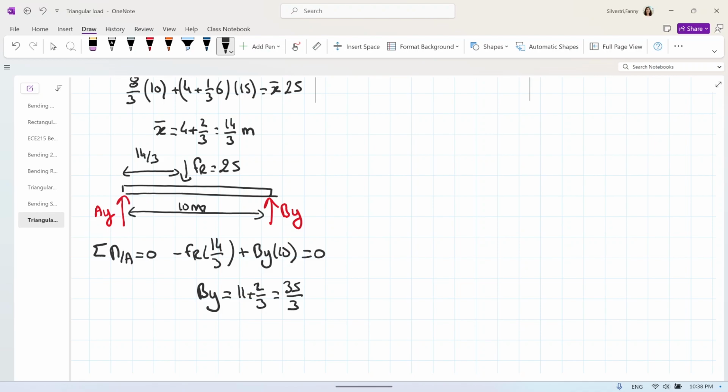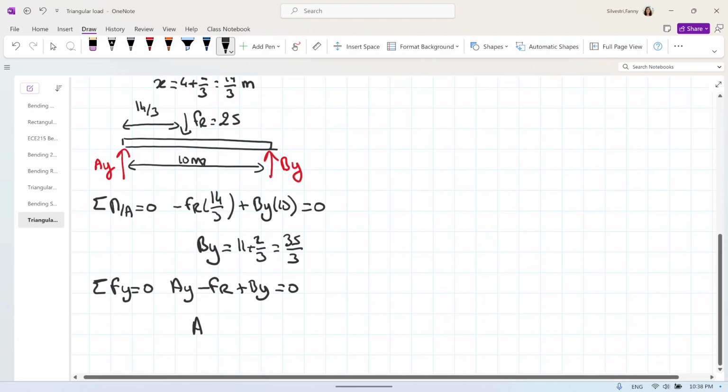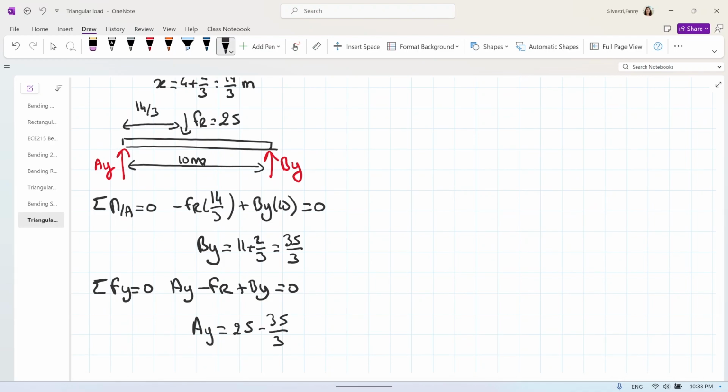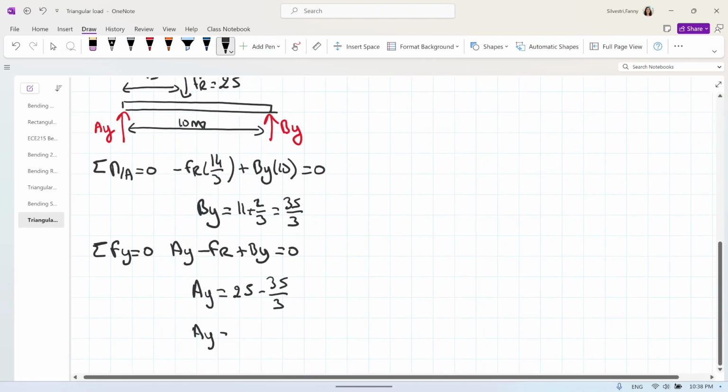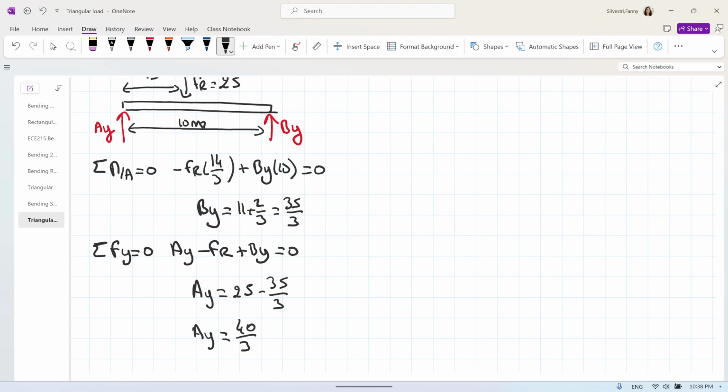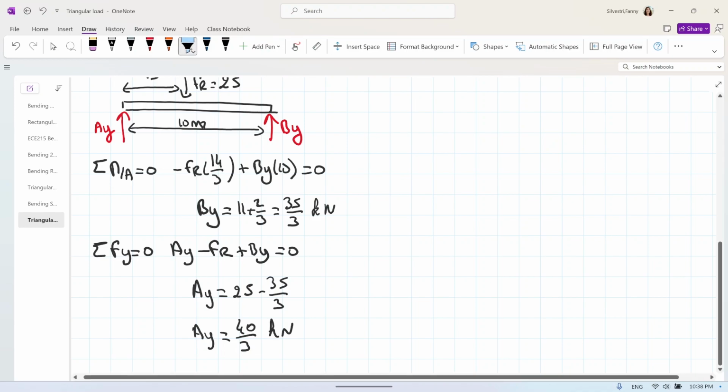Okay. And sum of the forces on Y equals 0. We have AY minus FR plus BY equals 0. So AY equals FR 25 minus 35/3. So AY equals 75/3 minus 35/3, 40/3. This is kilonewton, and this is kilonewton. Okay, so that's really the first step, to find those BY and AY.